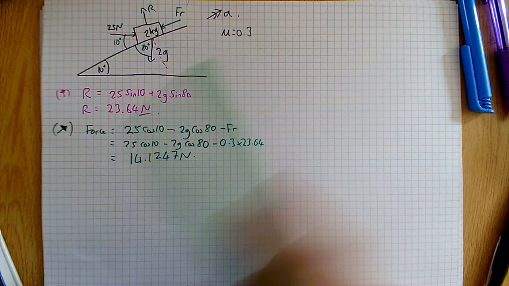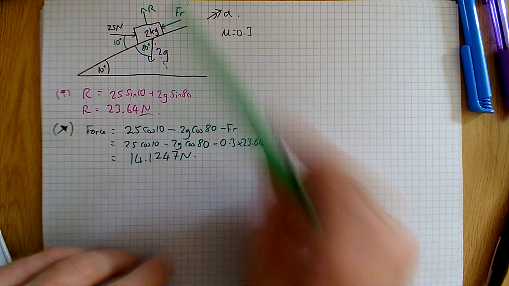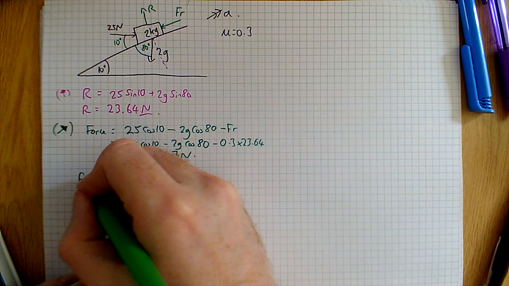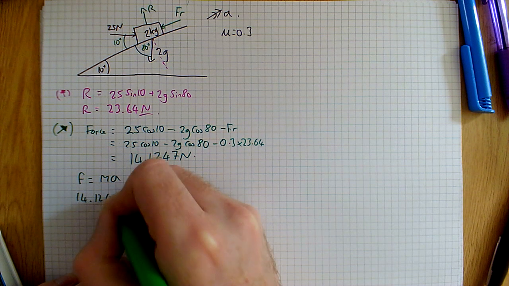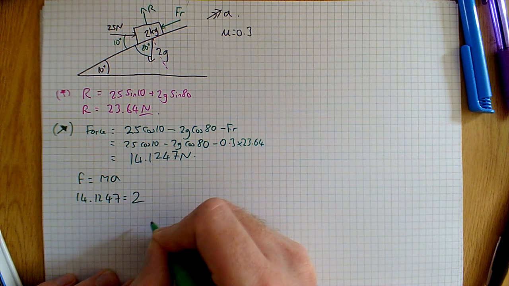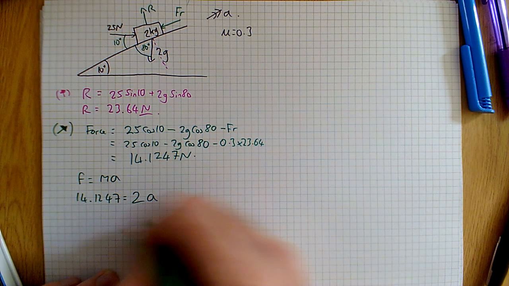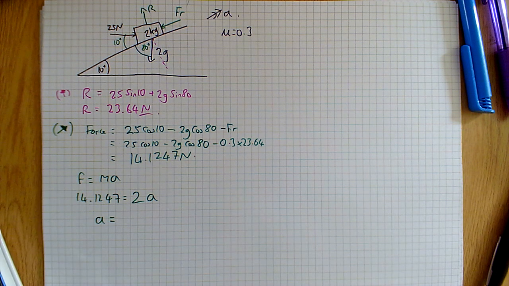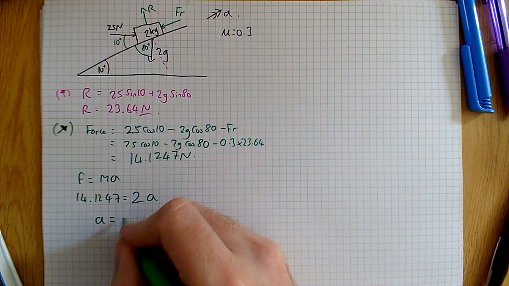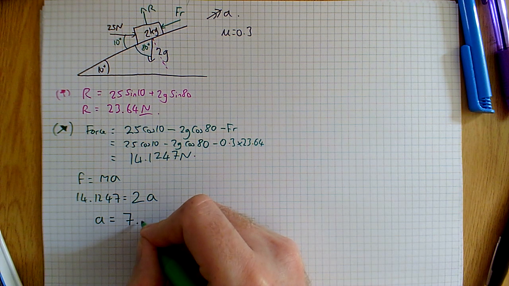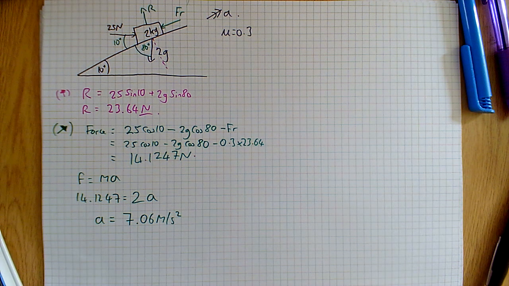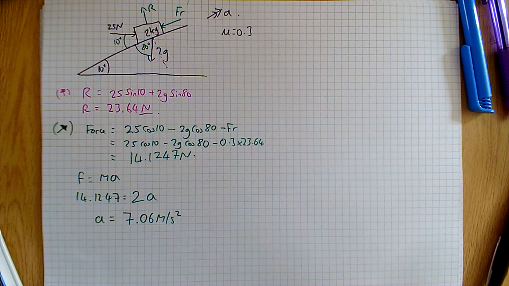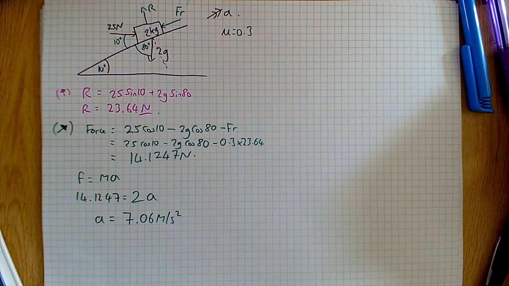So now we've got the force, that's how much force is being applied up the way. So we can now do F equals ma, so 14.1247 equals 2, that's the mass, times A, that's what we want to find. So A is whatever that is, divided by 2, use the full calculator accuracy I've got here, and I get 7.06 meters per second squared to 3 significant figures. So it's accelerating up the slope at 7.06 meters per second squared.